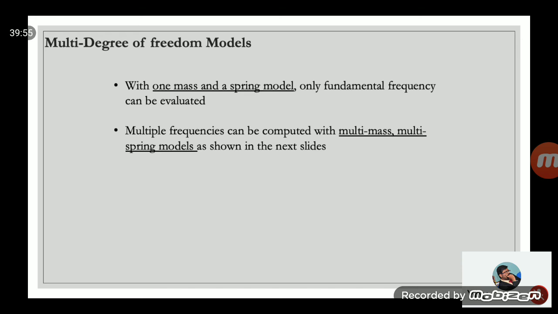With one mass and spring model, we have seen that only the fundamental frequency can be evaluated, and multiple frequencies can be computed with multi-mass, multi-stiffness models. So you have to use many masses, 10, 20, or 100, something like that, in order to get all the frequencies.